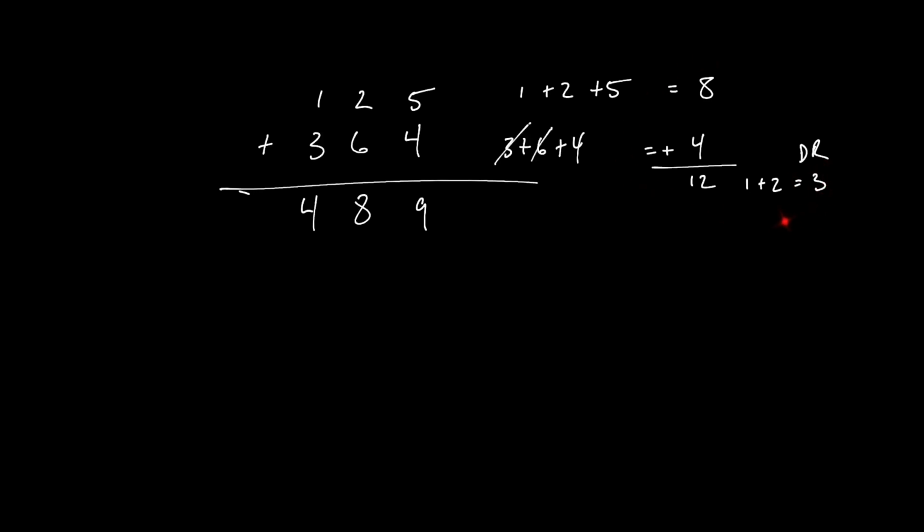Let's see if we can get that to match up with this. If we take the digital root of the answer, so 4 plus 8 plus 9. Okay, we know casting out nines, you could just cross that out. So all we're left with is 4 plus 8. We know that's 12. 1 plus 2 equals 3. Well, lo and behold, look at this. These match up.